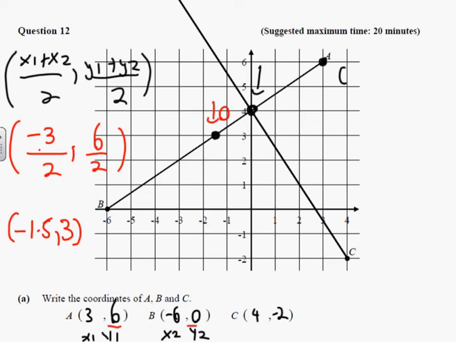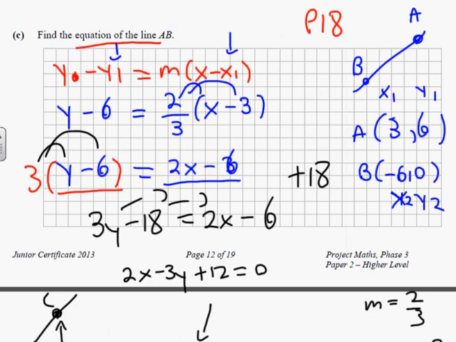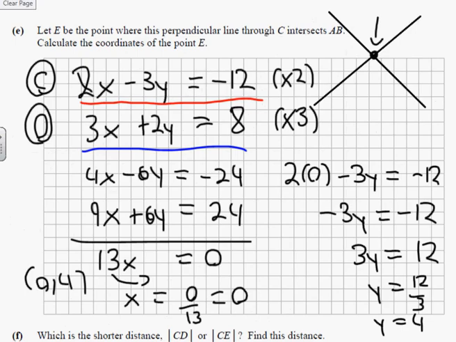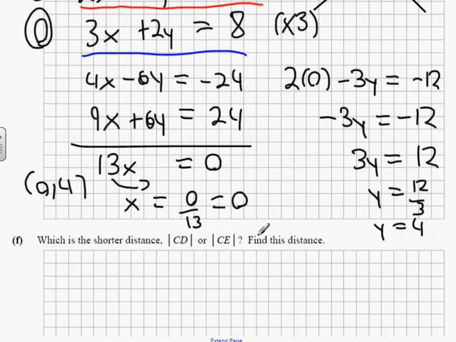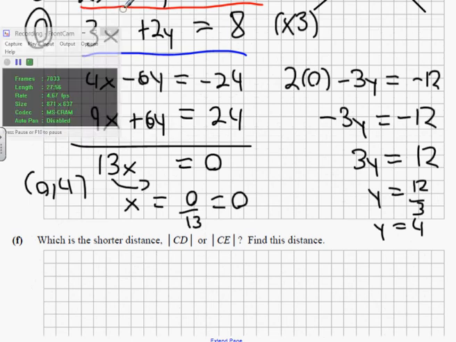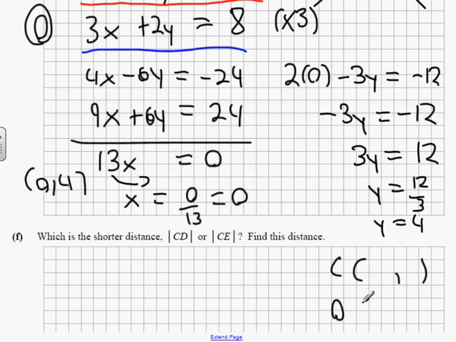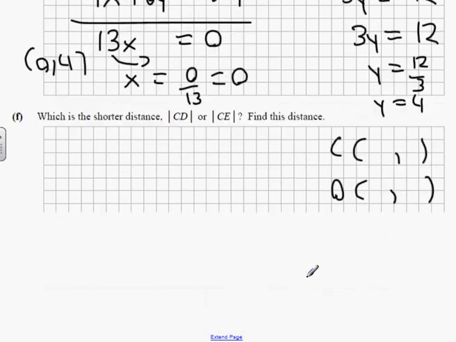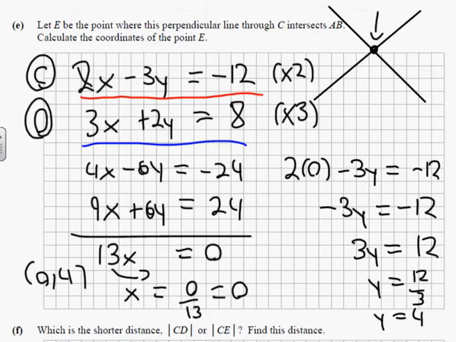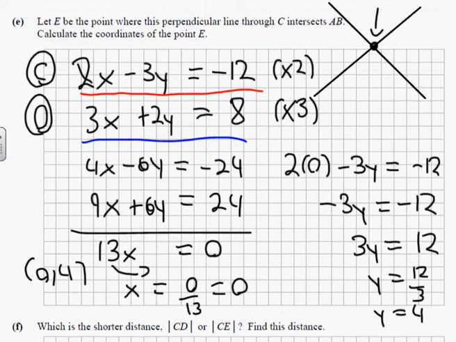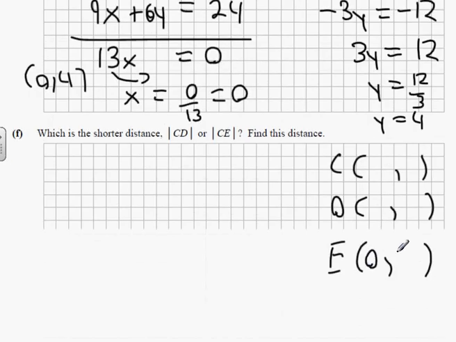So if you're really desperate and you couldn't answer it the simultaneous way, you could try drawing a diagram for marks. If you didn't answer one question, that doesn't mean you can't answer any other question. Which one is the shorter distance, CD or CE? Now, C is the point what, guys? D is the point what? And finally, E is the point what? So what is E, guys? E is the answer to part E, which is 0, 4.